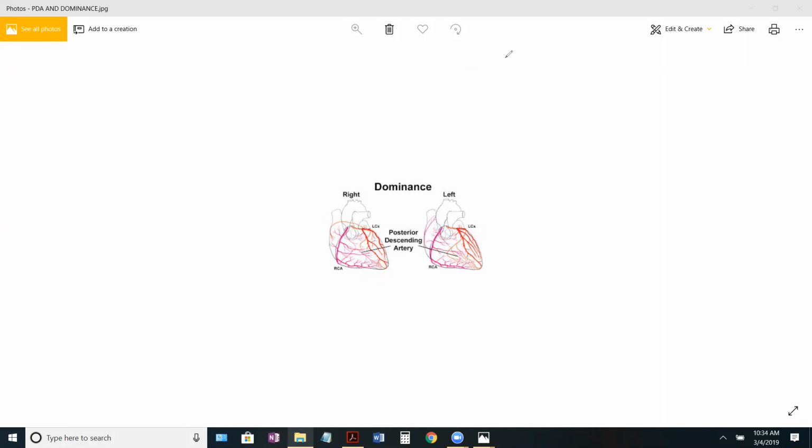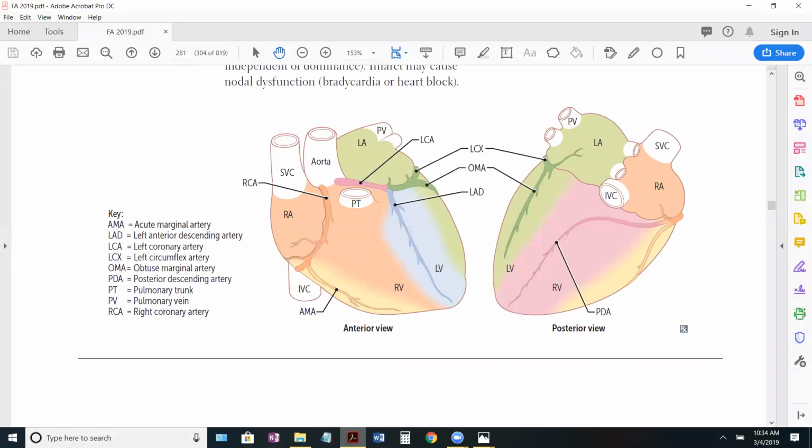No disease can change the dominance of the heart. It is decided when the person is in the embryological life, when it is developing its heart and the blood vessels of the heart. Any confusion? No. Okay, so that is an independent story. Dominance is independent.